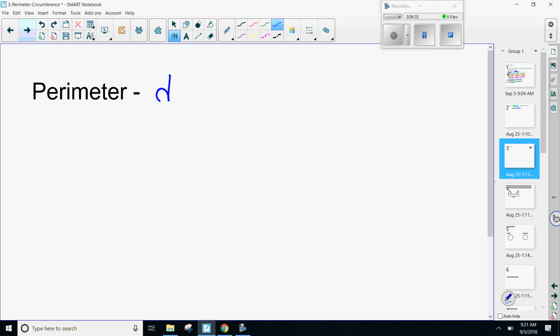So perimeter is distance around an object or 2D figure. Perimeter, the distance around. So we're going to work on calculating the perimeter of different figures.